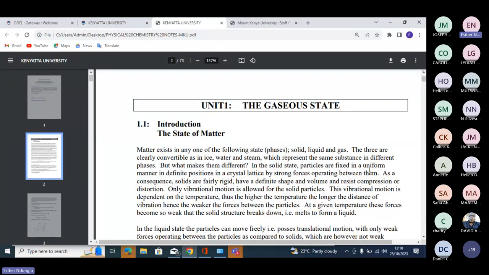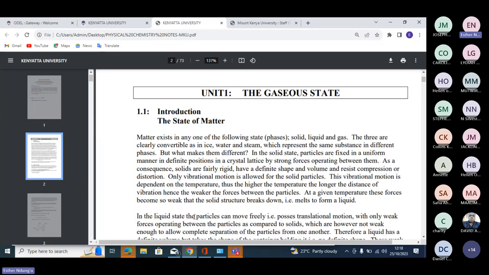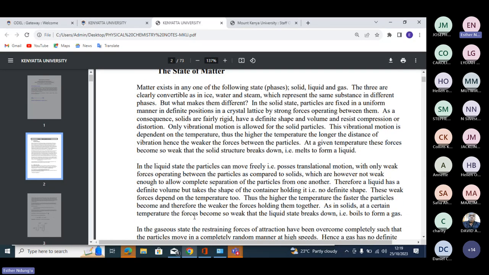In the solid state, particles are fixed in a uniform manner in definite positions in a crystal lattice by strong forces operating between them. So in solids, we have strong forces of attraction, and the particles are arranged in a uniform manner. In the liquid state, particles are able to move freely with weak forces of attraction between the particles compared to solids. So compared to solids, the force of attraction between the particles is quite weak in liquids, and the particles are also able to move freely.